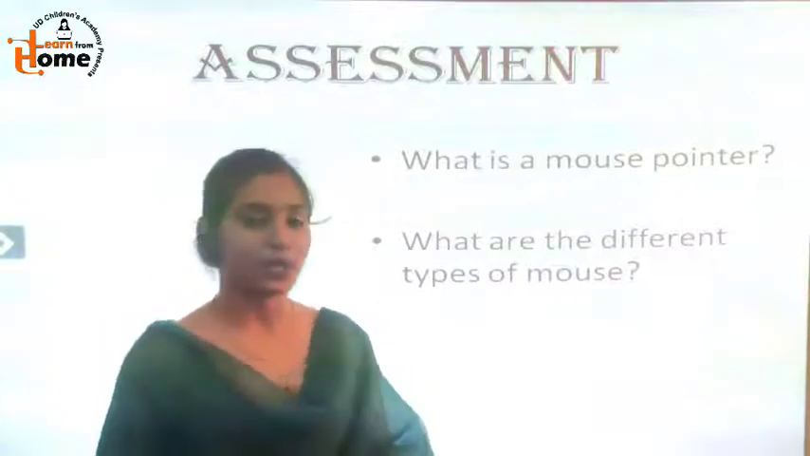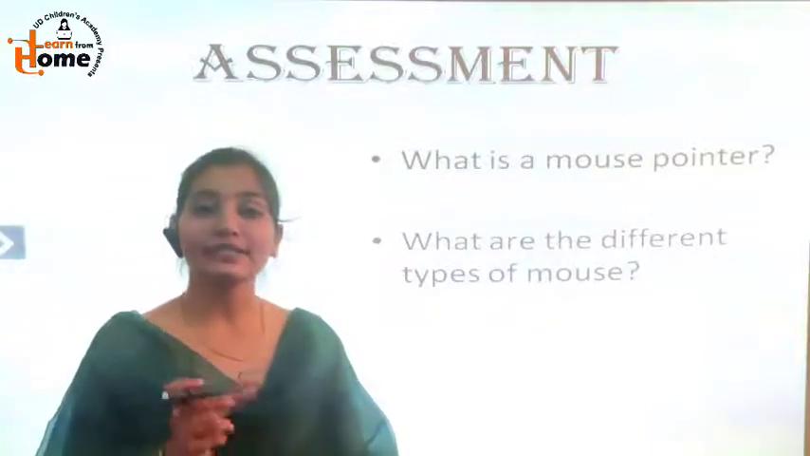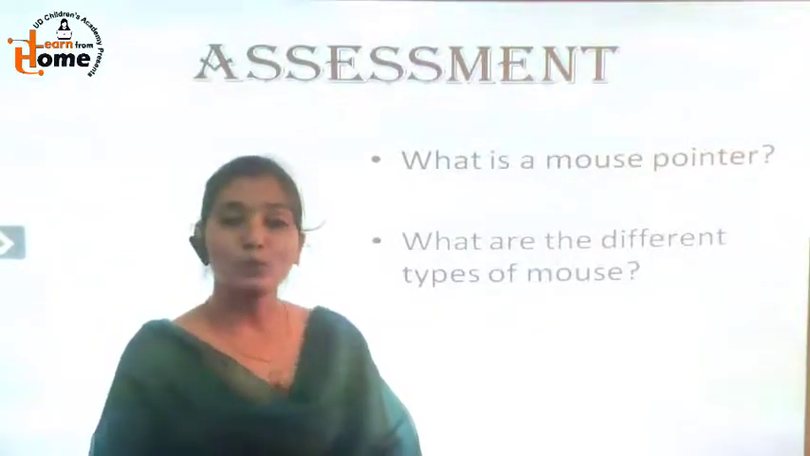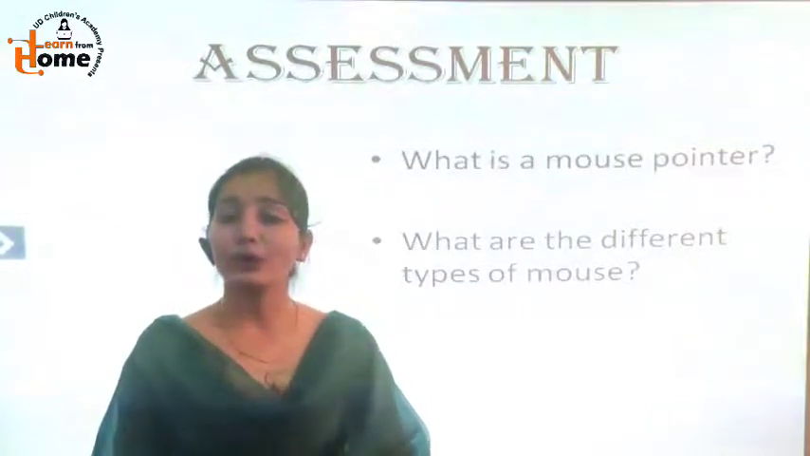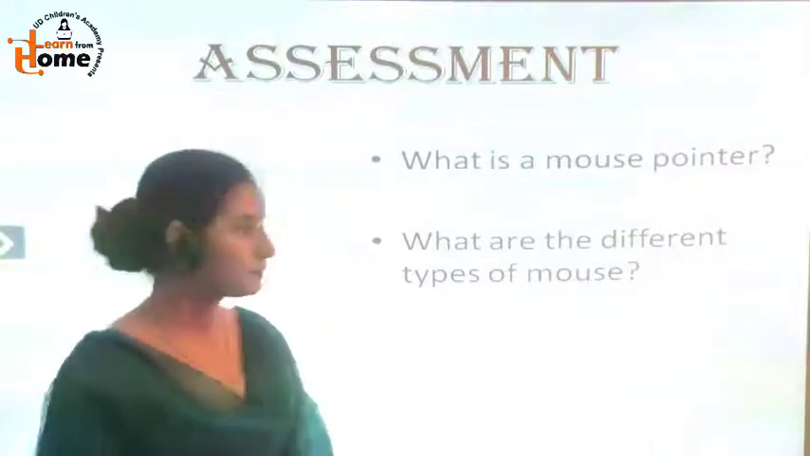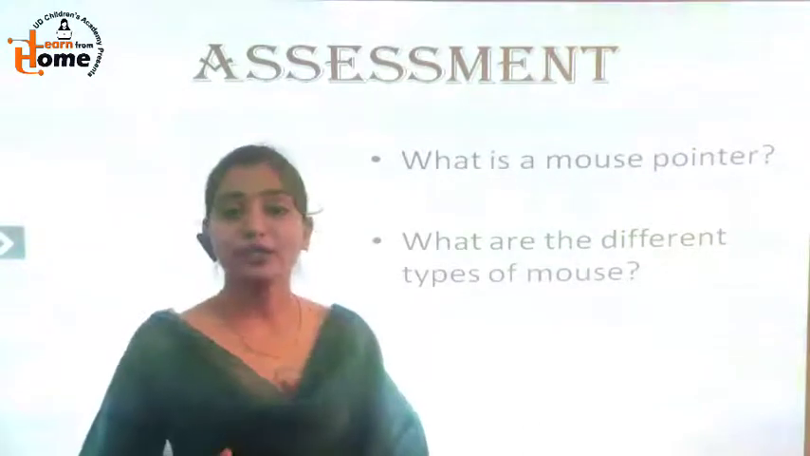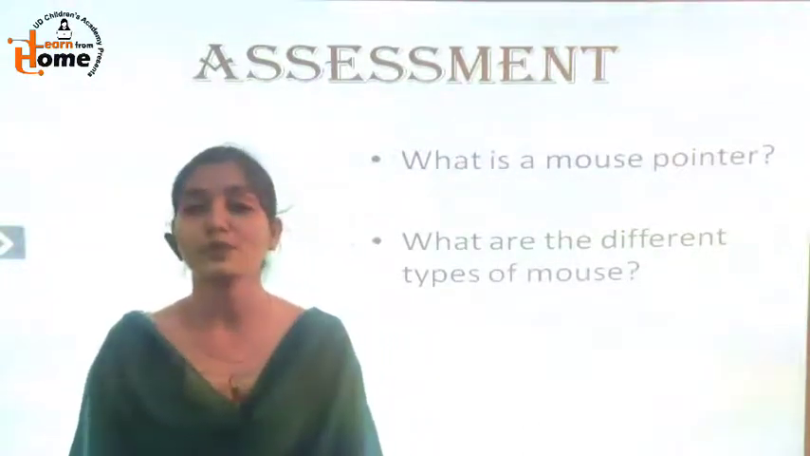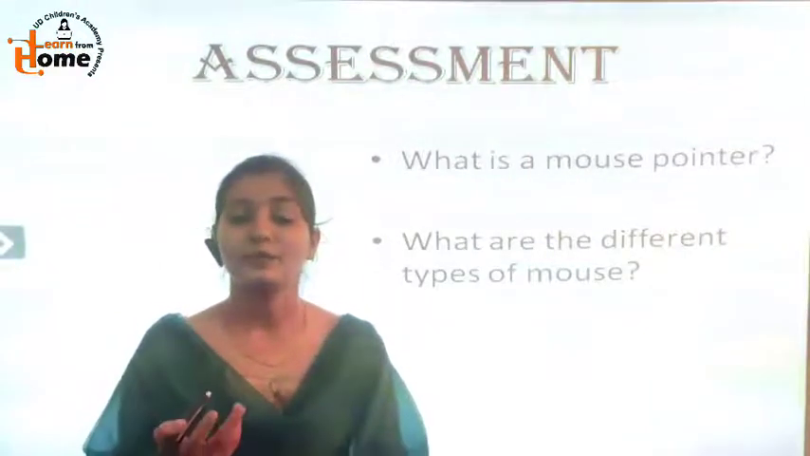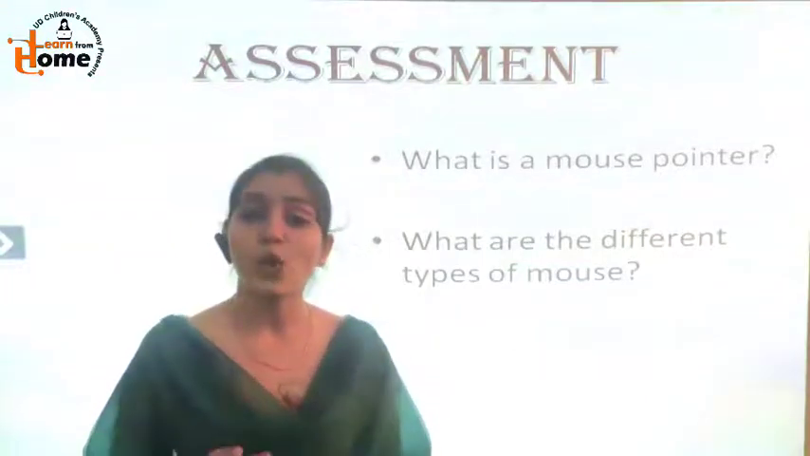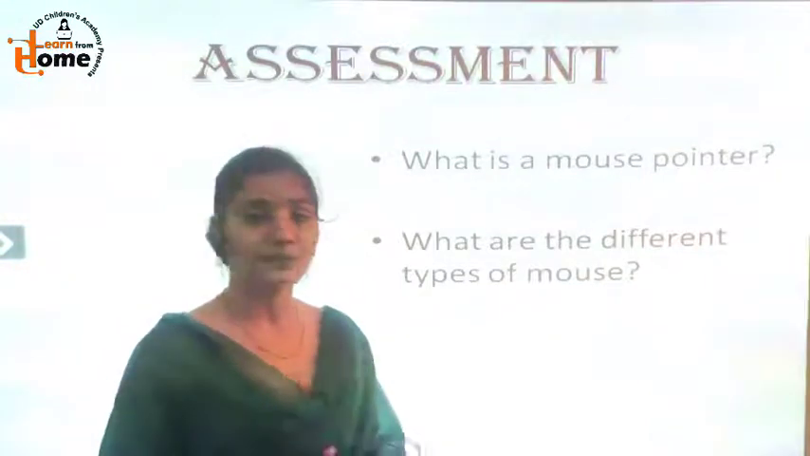Let's tally them. Okay. So what is a mouse pointer? I have told you, mouse pointer is a slant arrow on the screen that moves when you move the mouse. Mouse pointer is a small slant arrow on the screen of the monitor. Okay. Next question is, what are the different types of mouse? There are many types of mouse: 2-button mouse, 3-button mouse, scroll mouse, ball mouse, optical mouse, and all these are the different types of mouse. So have you understood both the answers?